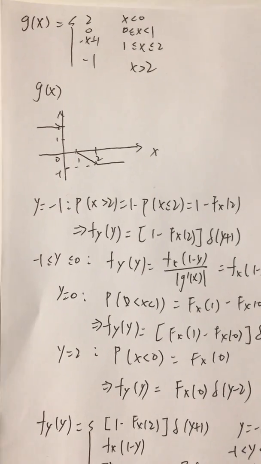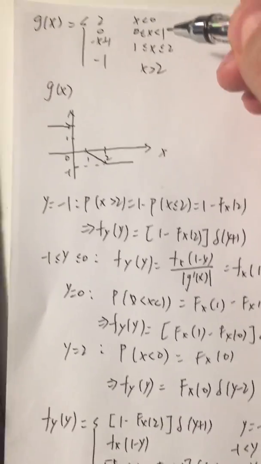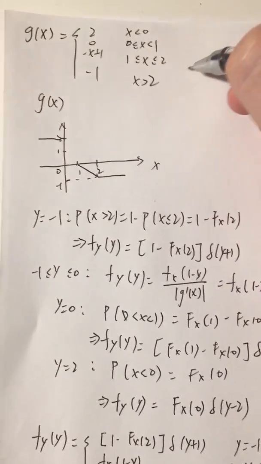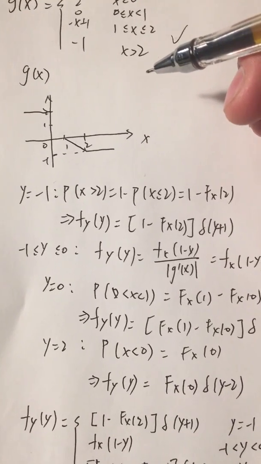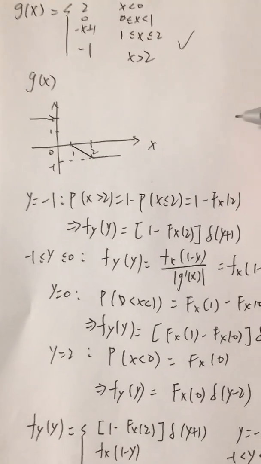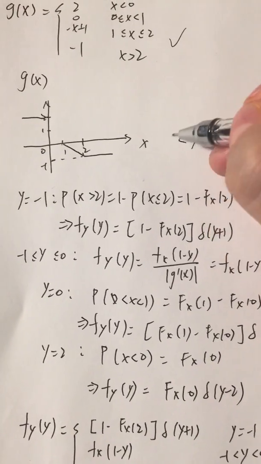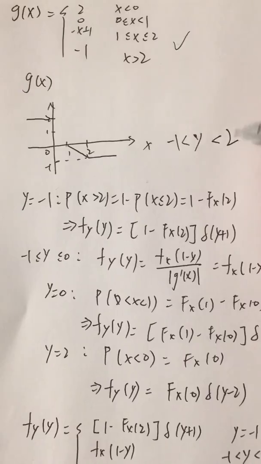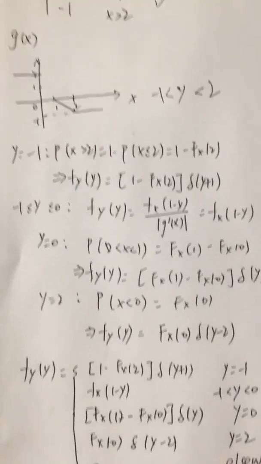Let's start question 1 in homework 4. First we get g(x) is this, and let's draw the diagram of g(x). So we can find that y is between -1 and 2. So we consider different values of y.